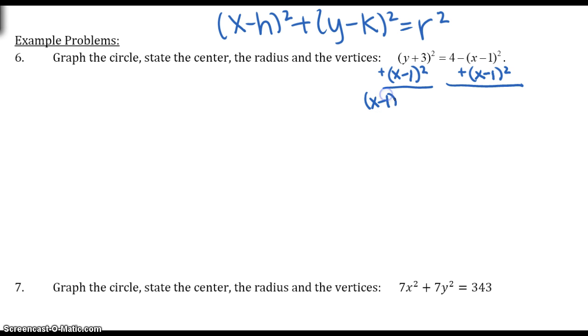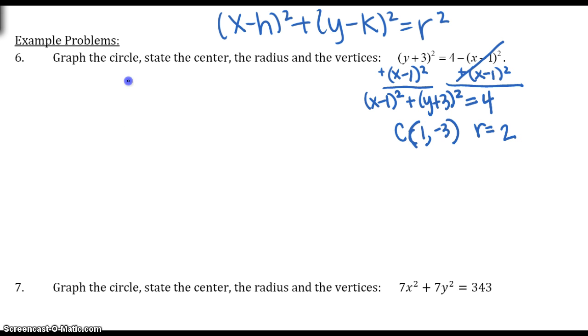So over here on the left hand side, you have (x − 1)² + (y + 3)² = 4. What's our center? Our center here is going to be (1, −3). What's our radius? Well, 4 is what r² is, and you just want r. So you want the square root of 4, which is 2.